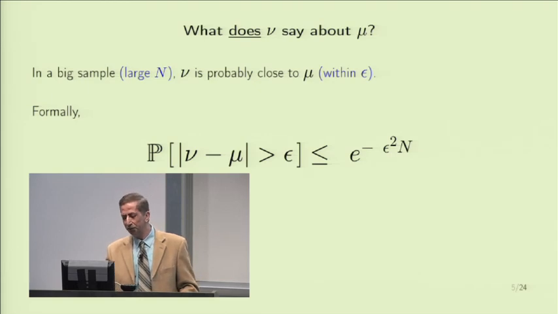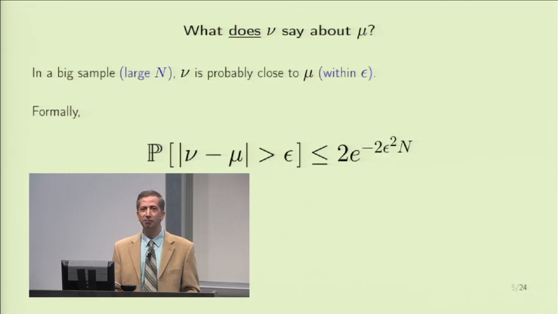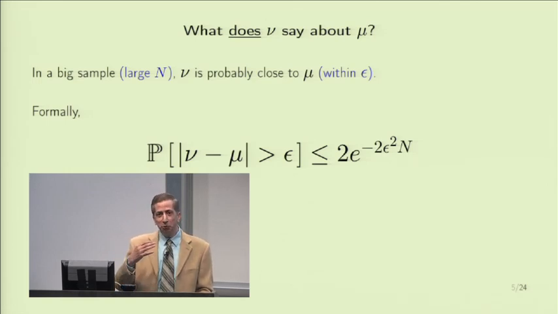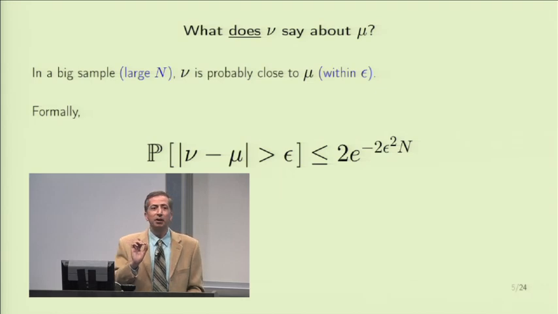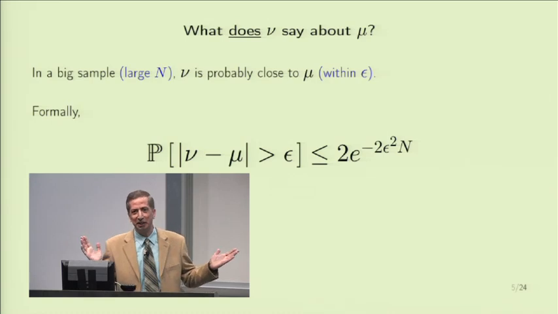What we need is fairly trivial. We just put 2 here and 2 there. Okay? Now, between you and me, I prefer the original formula better, without the 2s. Okay? However, the formula with the 2s has a distinct advantage of being true. Okay? So we have to settle for that.